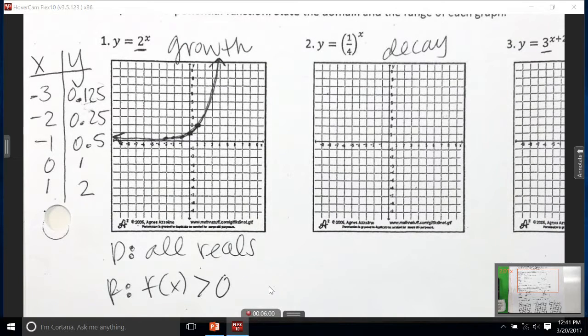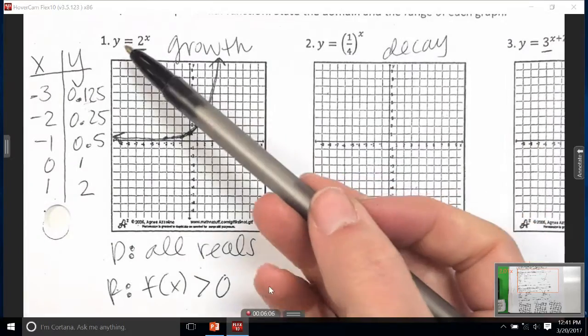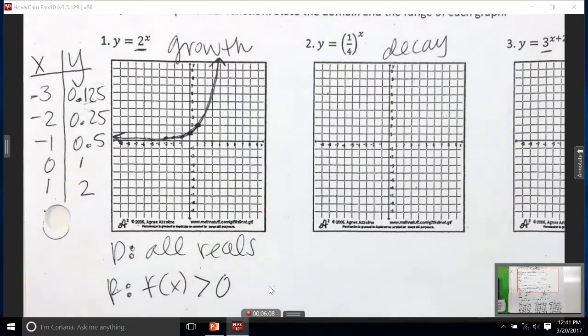Any questions about that one? Now I'll show you a shortcut if you have a graphing calculator. So if you will, go ahead and type this into your y equals button, 2 to the x. And go ahead and type it in. And then hit second graph. Once you do that.